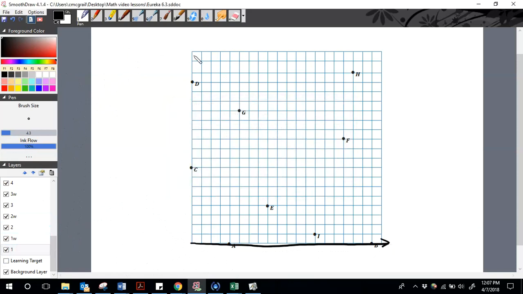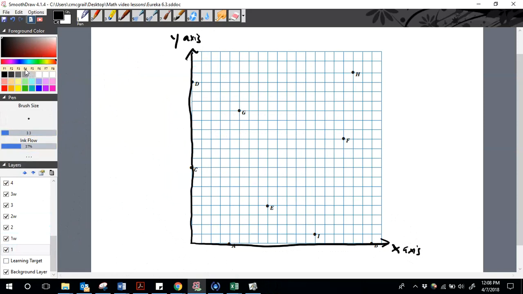And then I'm also going to draw my y-axis coming down through points D and C. And I'm going to draw an arrow at the end. Let's label this y-axis. Please label this with me. And x-axis. Like that. Let me thin this out. Okay.